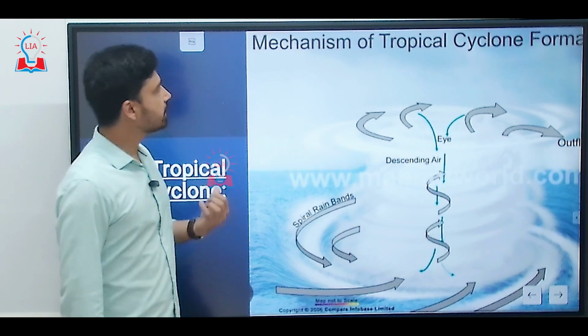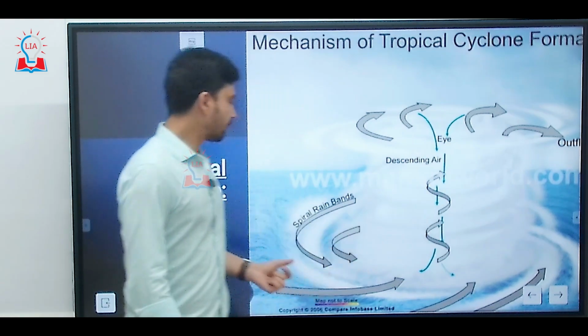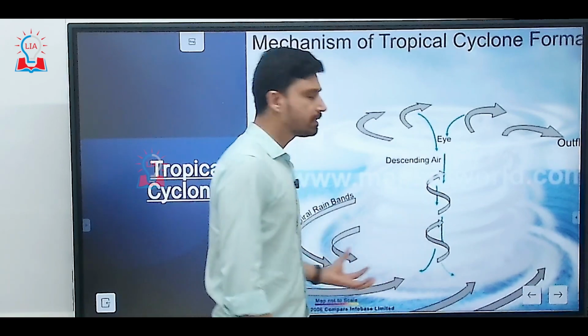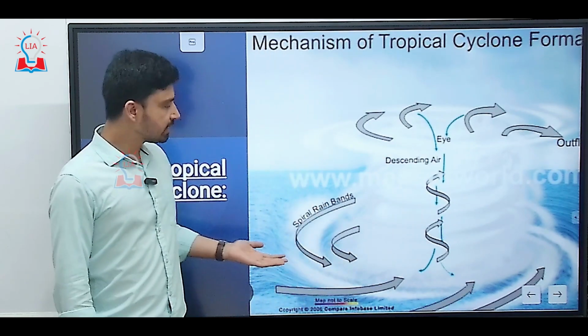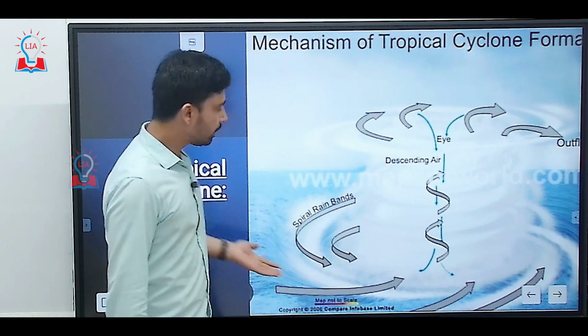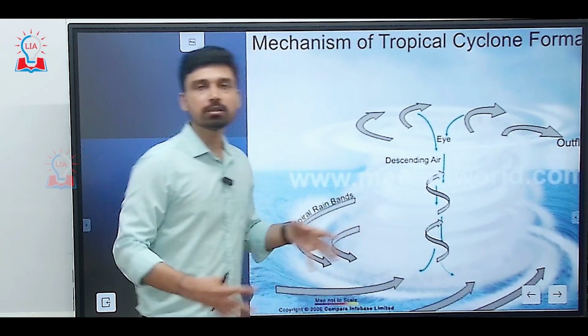Now let us try to understand the mechanism of a tropical cyclone. First of all, for the development of a tropical cyclone, we need a very high sea surface temperature. Due to the high sea surface temperature, we have the development of a low pressure area. Due to the development of the low pressure area, the wind starts to gust from all the sides toward this low pressure area.